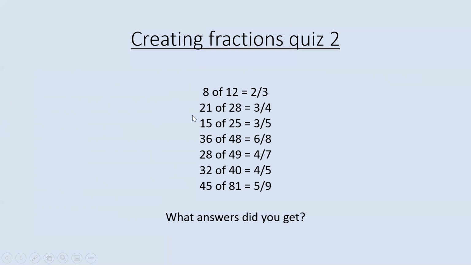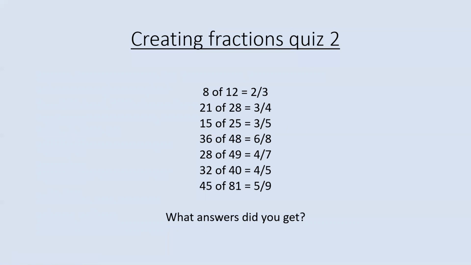How I arrived at these, I thought of a number that would go into both 8 and 12. 4 would go into both 8 and 12, so I divided 8 by 4 to get 2 and 12 by 4 to get 3, which gave me 2/3. 21 out of 28, 7 would go into both 21 and 28, so 21 divided by 7 was 3, and 28 divided by 7 was 4. 15 out of 25, 5 would go into both numbers, so 15 divided by 5 gave me 3, and 25 divided by 5 gave me 5, to give a final fraction of 3/5.